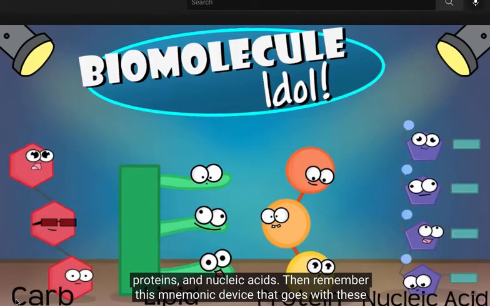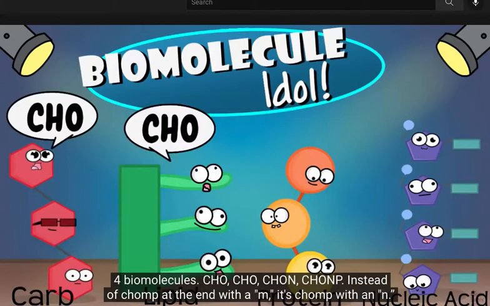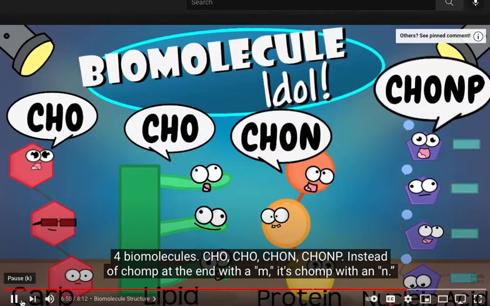Then remember this mnemonic device that goes with these 4 biomolecules: CHO, CHO, CHON, CHOMP. Okay, you want to go ahead and write that down. CHO, CHO, CHON, CHOMP.